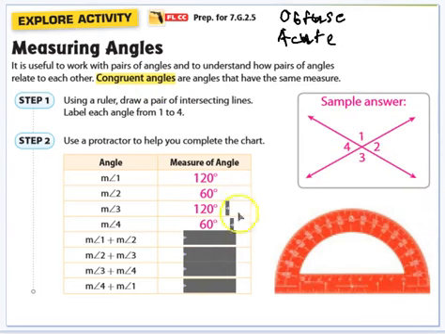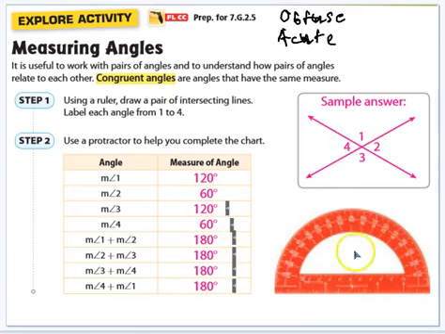So 1 plus 2 is 180. When we put both of their angles together, they equal 180. When you have a straight line, it will give you an angle of 180. It's just wide open like that. So 2 and 3 are going to be 180. 3 and 4, 180. It's a straight line. 4 and 1, straight line, 180.